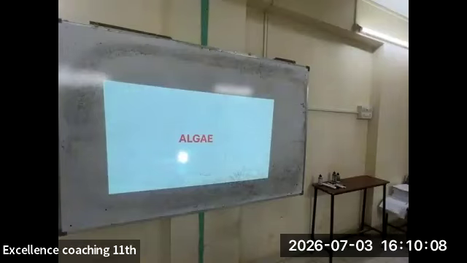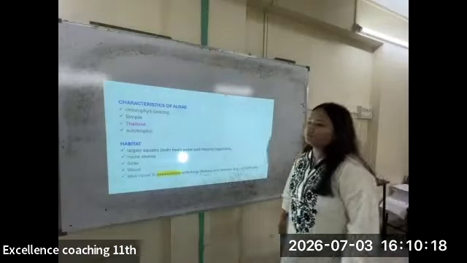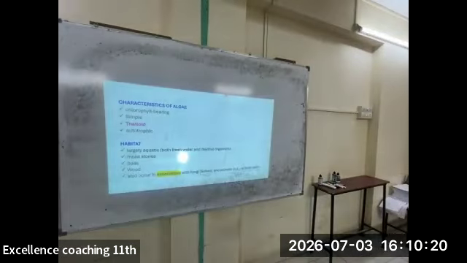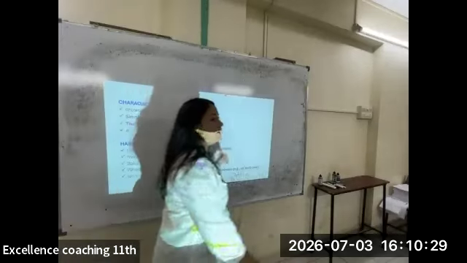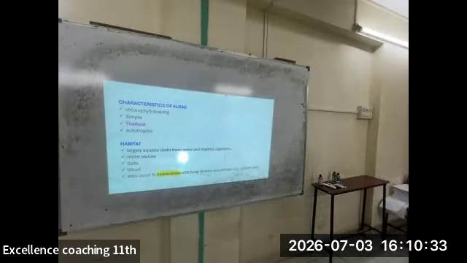Okay, so some easy characteristics of algae are: chlorophyll present as a, they are simple and thalloid structure. Please remember this one word, thalloid. What is thalloid? Thapo.